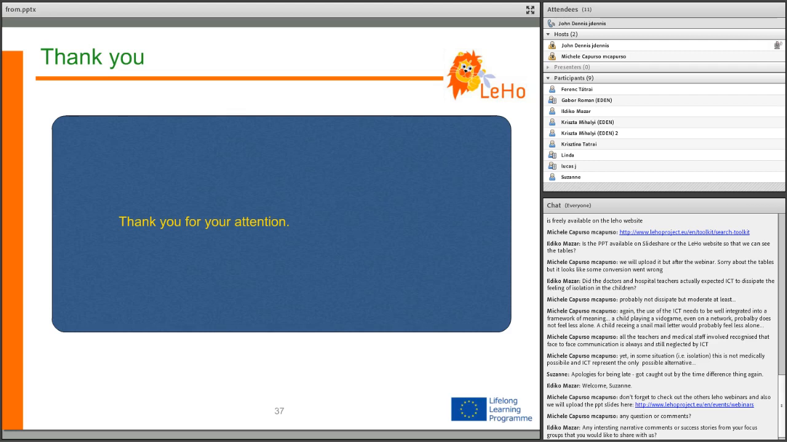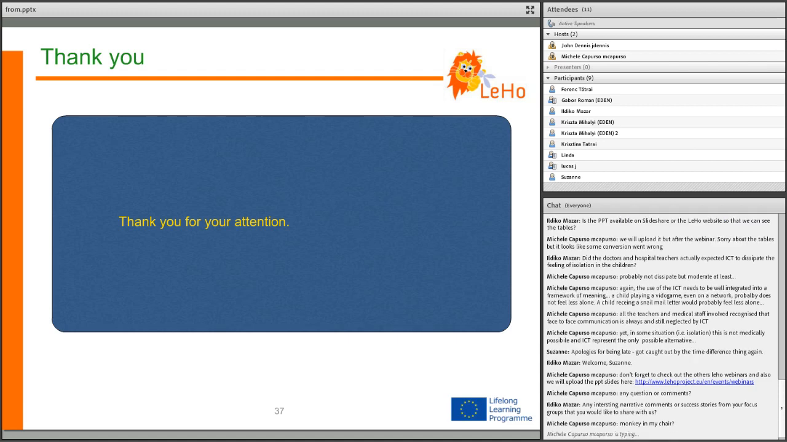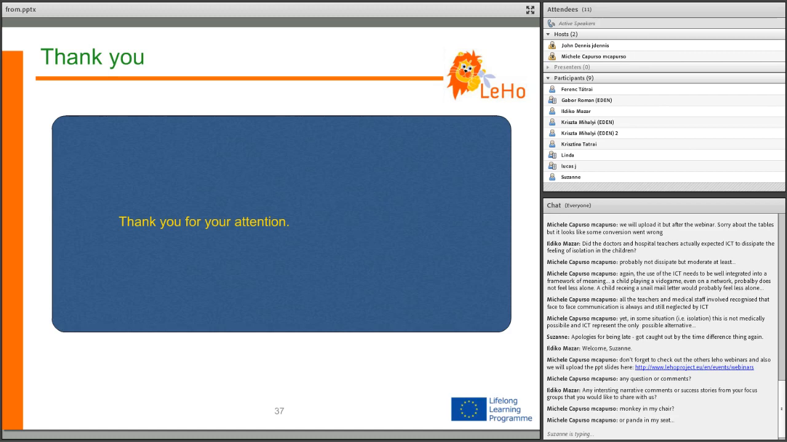Is there any interesting narrative, comments, or success stories from your focus groups that you would like to share with us? Yeah, one of the things that was mentioned multiple times inside the focus groups was the use of a panda, a monkey in my chair. A monkey in my chair is actually not technically an ICT, because there's no technology other than a monkey that's being put in my seat.